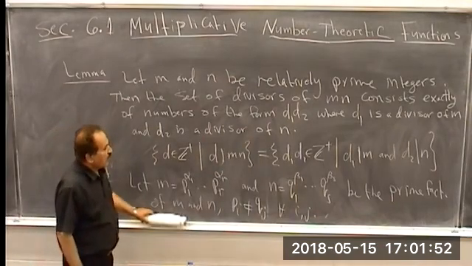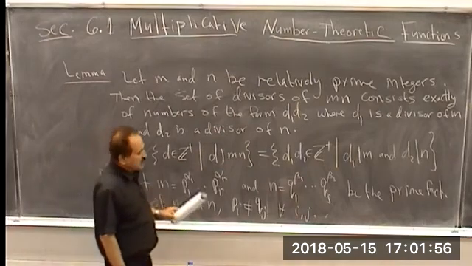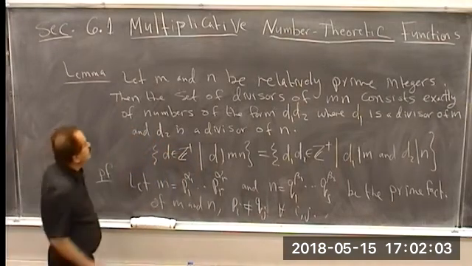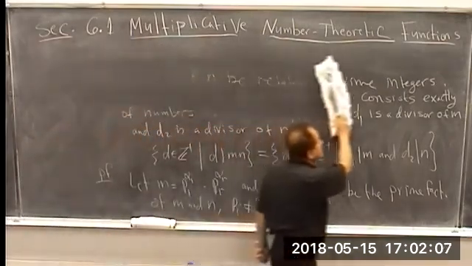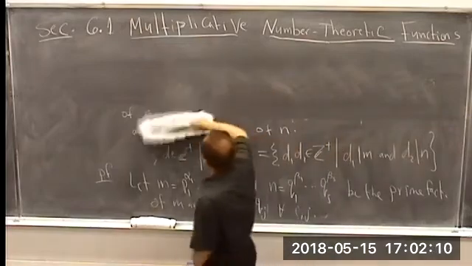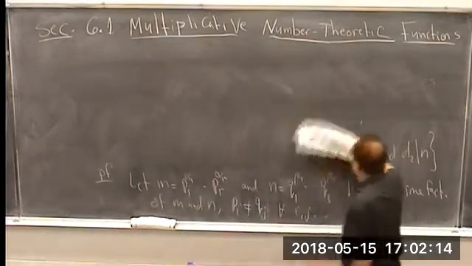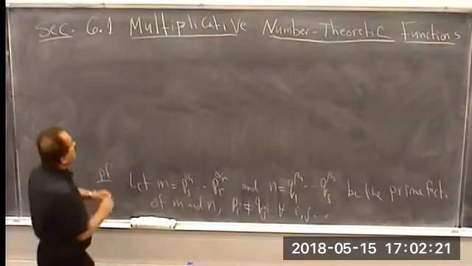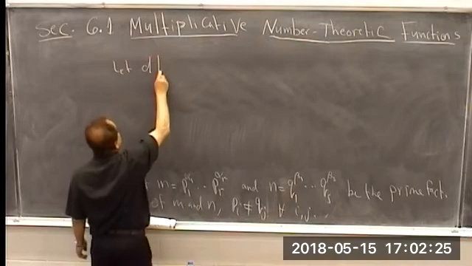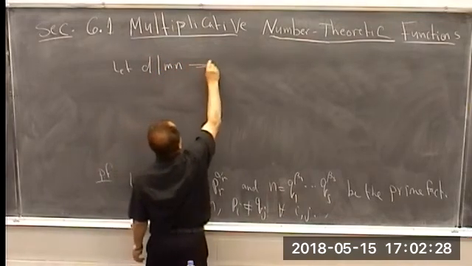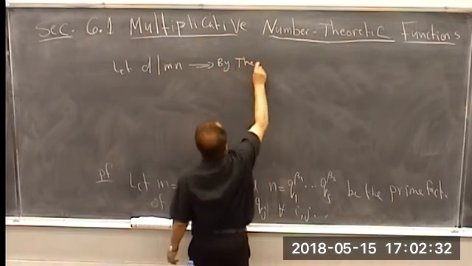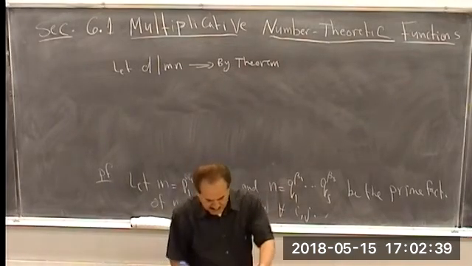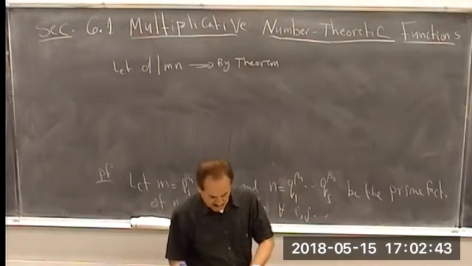Now let's do the divisors of the product. Let's take a divisor of the product and then see how it is related to the divisors of m and n individually. So let d be a divisor of mn. This implies by theorem, I believe it is 6.1, the very one we have at the very beginning. Let me check. Was it the first one?